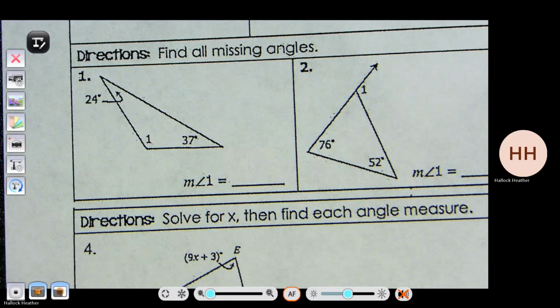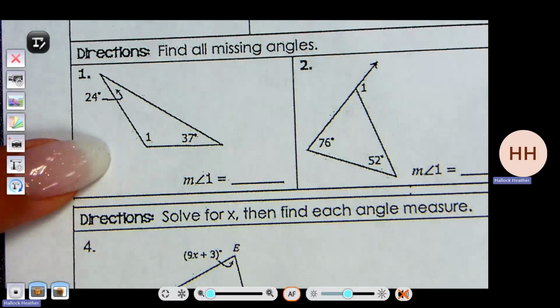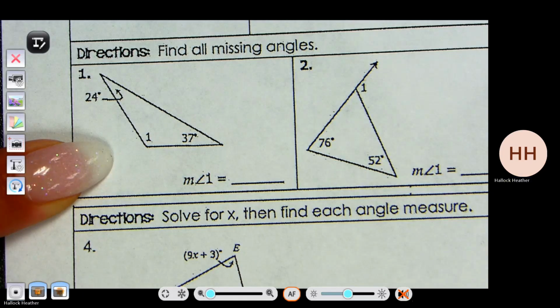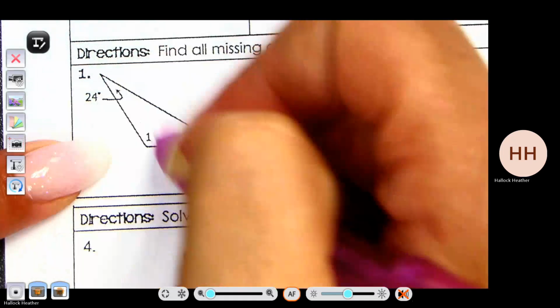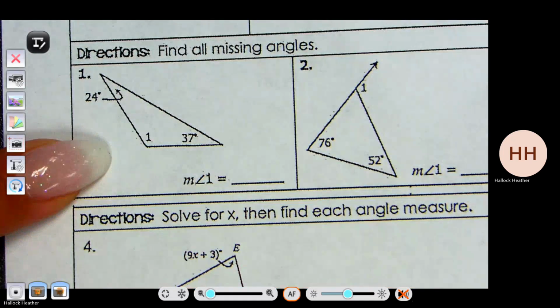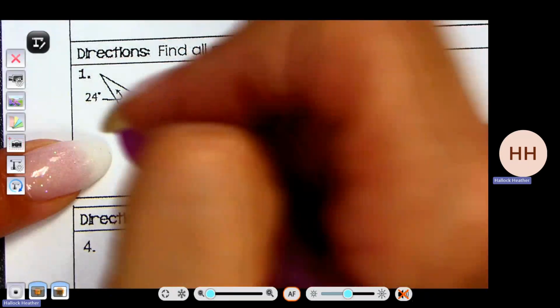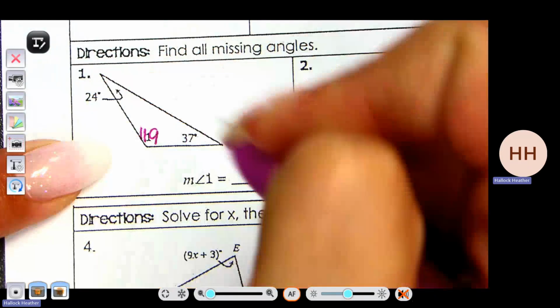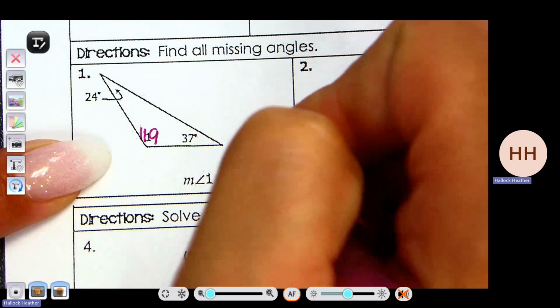Put it away. Okay, so a triangle adds to make 180. So how much is the missing angle? A triangle adds to make 180. How much is angle 1? 119, because you just subtract from 180, 119 degrees.